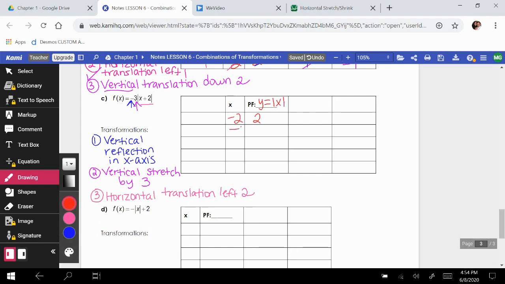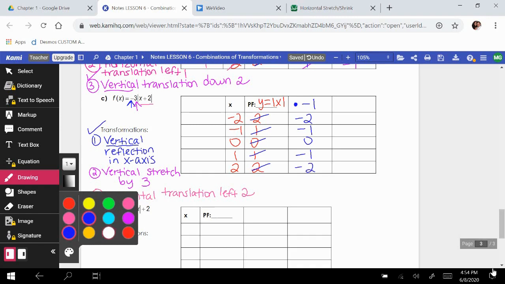All right, let's fill out our parent function key points here. Negative 2, 2, negative 1, 1, 0, 0, 1, 1, 2, 2. Start with the vertical reflection. Vertical is a change in y. So I'm going to multiply by negative 1 to get all the y values to have the opposite sign. So we'd have negative 2, negative 1, 0, negative 1, and negative 2. Okay, so that's done.